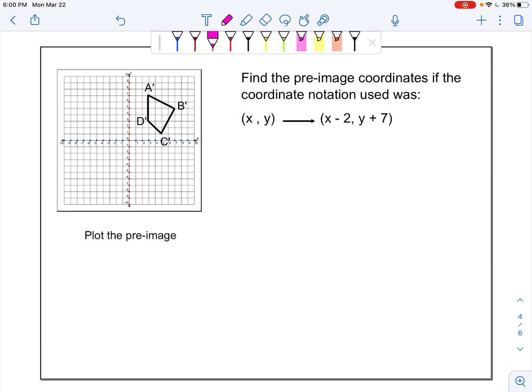So here's another one. We've got A, B, C, D that's been moved in this direction. And if you wanted to, you could just move it on the coordinate plane too. So we subtracted 2 and added 7. So that means to get back, we're going to add 2 and subtract 7. So I can do that just to each point. So let's look at B prime. I'm going to add 2, and then I'm going to subtract 7.